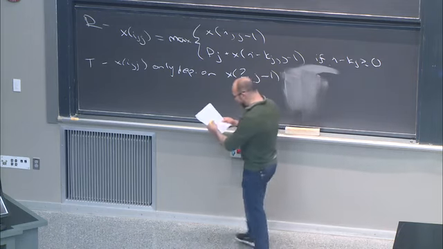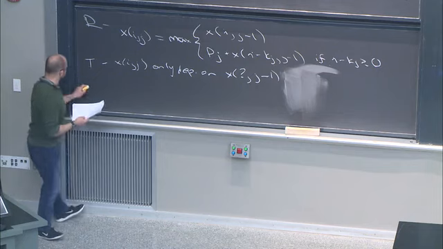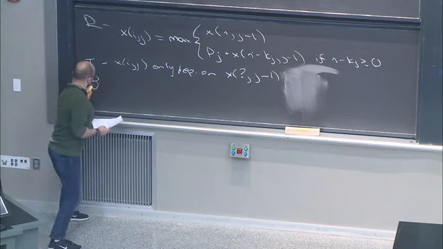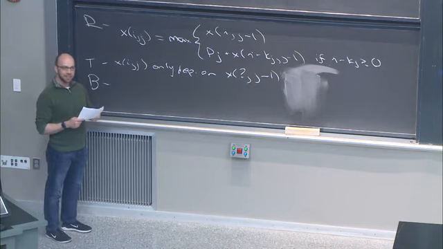Anyway, okay, so let's continue sortbot. So next we need B, which is our base case. So in this case, it's pretty straightforward. If I don't have any coins, I can't make any money.